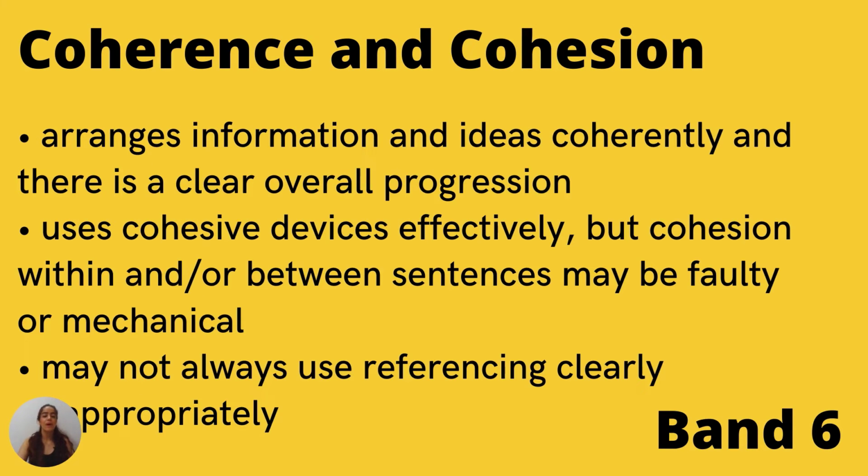The next item is about a person who can get band 6. So if you can arrange information and ideas coherently, and there is a clear overall progression, it means that you've got your 6 reserved. So what I'm saying is that a candidate who can get 6 in this part can already arrange information and ideas coherently. So I can understand, I can read your text very smoothly and everything is okay. The overall progression is out there. So everything is prepared for me as a reader, but it is not as coherent as the previous one.